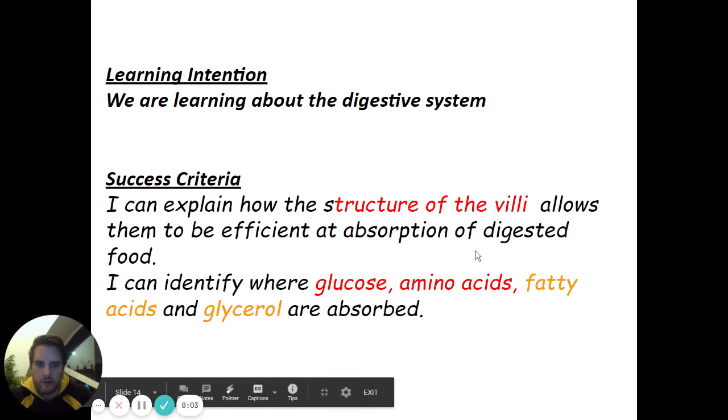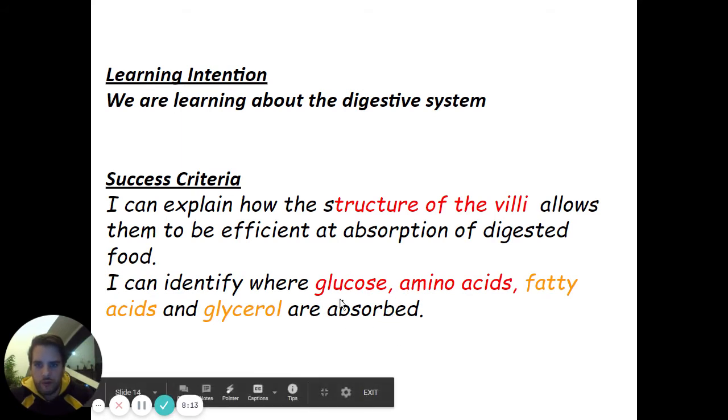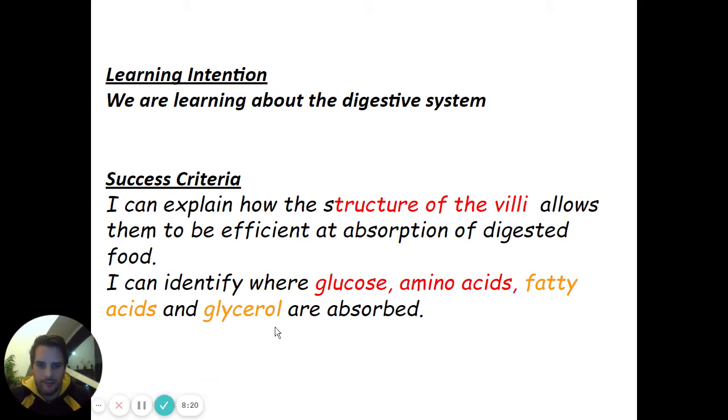Okay, so you need to know the structure of these things called villi, and you need to be able to explain why they're efficient at absorbing digested materials. Mostly the same features are going to be repeated. However, there are four nutrients being absorbed in the small intestine. 2 go into the capillaries, and 2 go into a new structure called the lacteal.